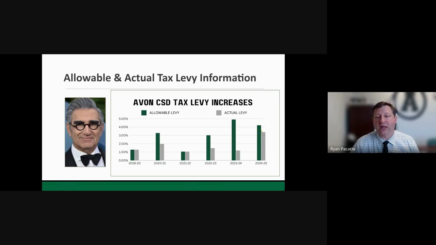What we're proposing next year is that the allowable levy limit calculation is 4.21%. And instead, to balance the budget for next year, we're recommending an actual levy of 3.39%. So again, below the allowable levy limit.